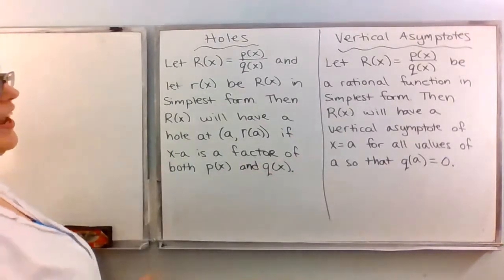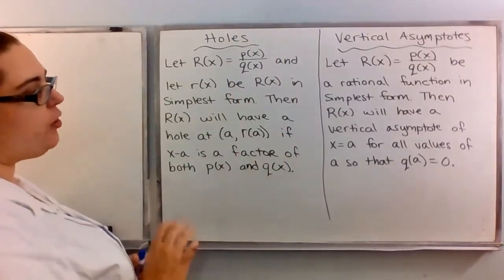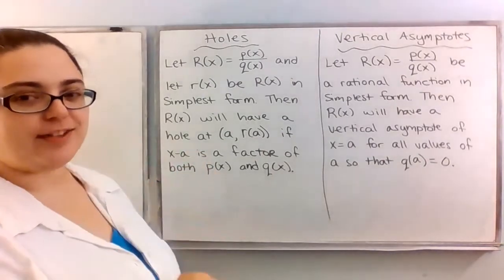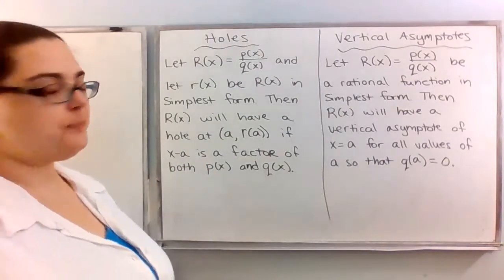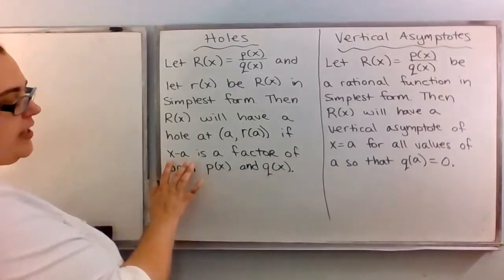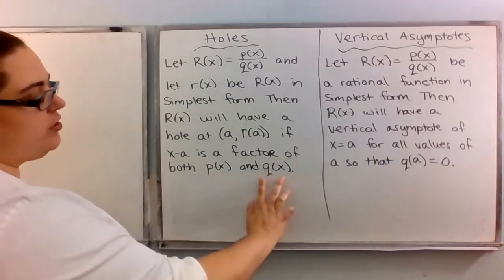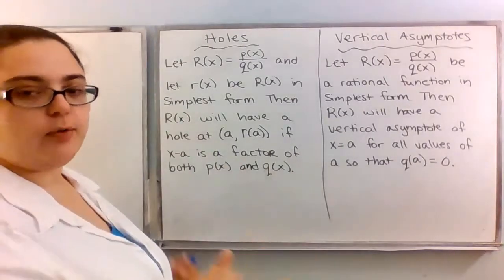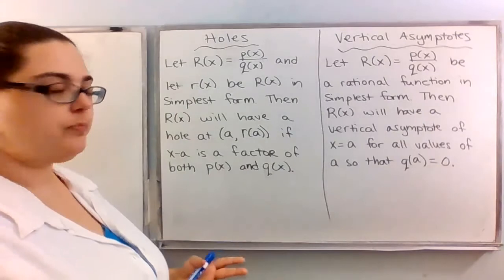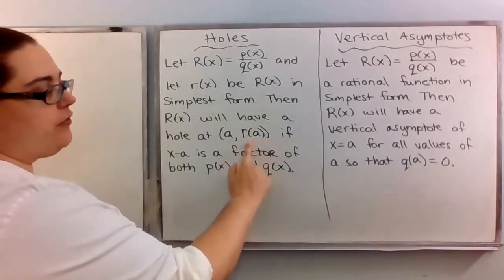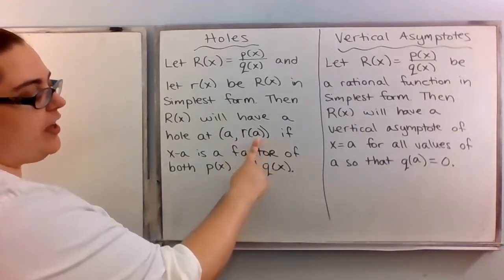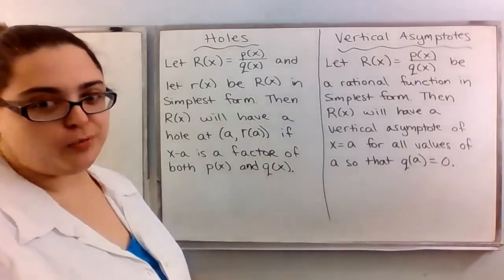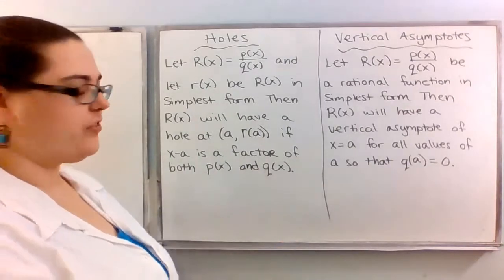So holes. A rational function is going to have a hole if basically it's a factor that you canceled out of the numerator and of the denominator. So here it says if x minus a is a factor of both your numerator and your denominator, then that's where you're going to have a hole. So that would have been a factor you canceled out when you simplified the rational expression. So to figure out the y value of the hole, you're going to substitute that x value in to the simplest form version. So let's do a real quick mini example of this.